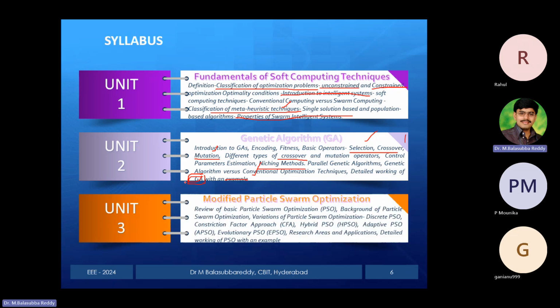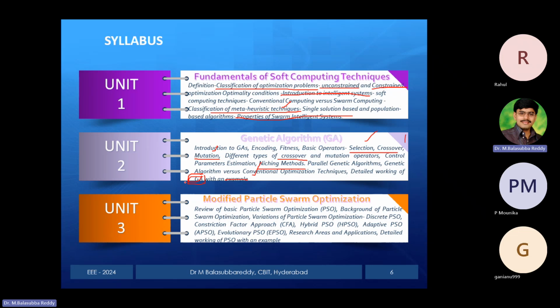And in unit 3 you can see the modified particle swarm optimization. Normally there is a swarm optimization algorithm, a review of basic particle swarm optimization, which we call PSO. So we consider here a modified PSO, or MPSO. Before going to modified PSO, we should know the basic phenomena and the starting development of PSO, which we will see first. Then we'll move on to different kinds of particle swarm optimization.